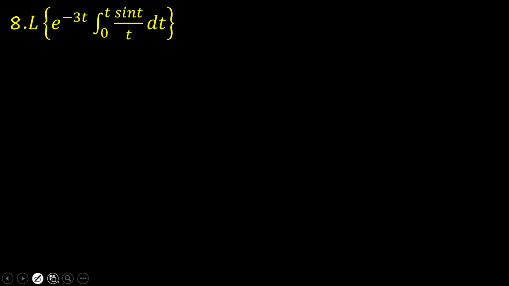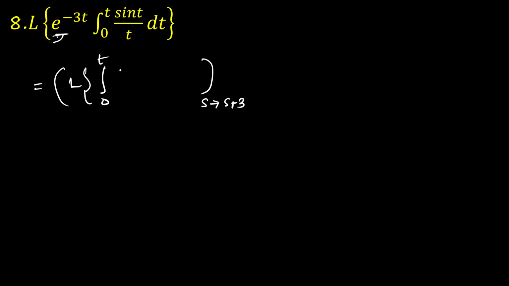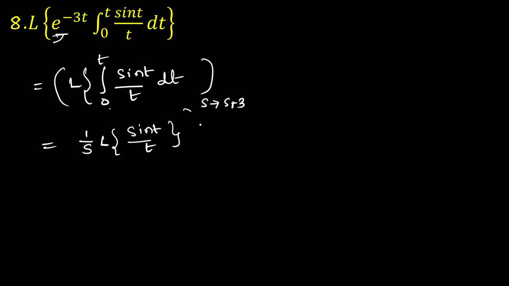Okay, now coming to this eighth one. First here we have e to the power of minus 3t. So first thing we need to remove this by the first shifting theorem. Here s changes to s plus 3. If it is positive, then s minus 3 of L of integral 0 to 2t sin t by t, sin t by t into dt. So I am going to remove this integral function. Here 1 by s, 1 by s, L of sin t by t, all of s changes to s plus 3.